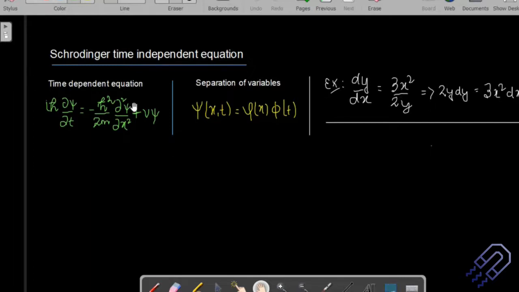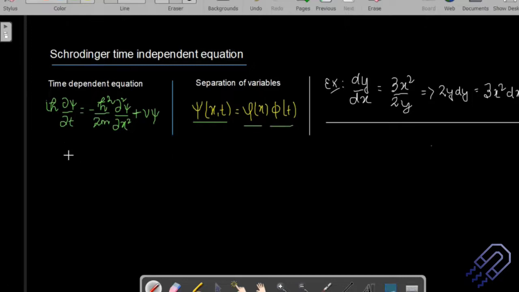In a similar way, as we said during the Schrodinger time dependent equation, this term psi is actually a function of x and t, that means position and time. So we are separating it out into two functions. One is a function of only position and the second one is a function of only time.